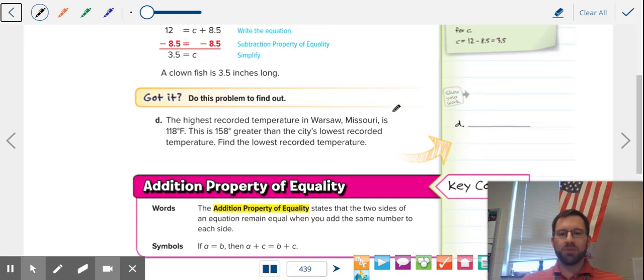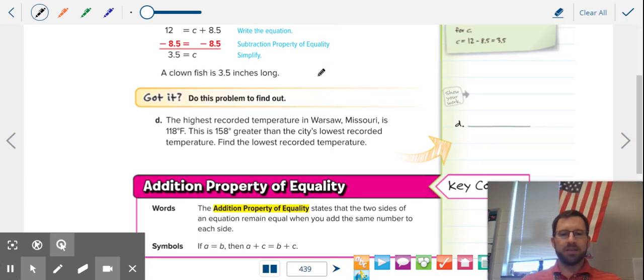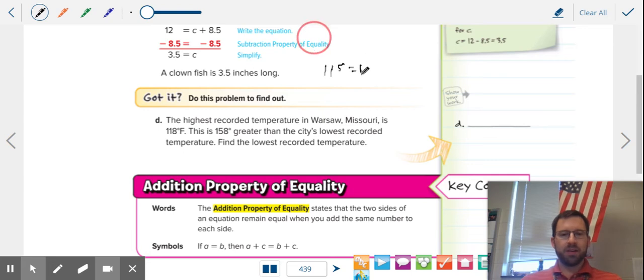The highest recorded temperature in Warsaw, Missouri is 118 degrees. This is 158 degrees greater than the lowest temperature. Find the lowest recorded temperature. All right, so we have 118 degrees. This is 158 degrees greater than the low temperature. So how do we get rid of this positive 158? We take it away. Whoops, that's supposed to be an 8. Minus 158. So we take the high temperature minus the difference between the two.